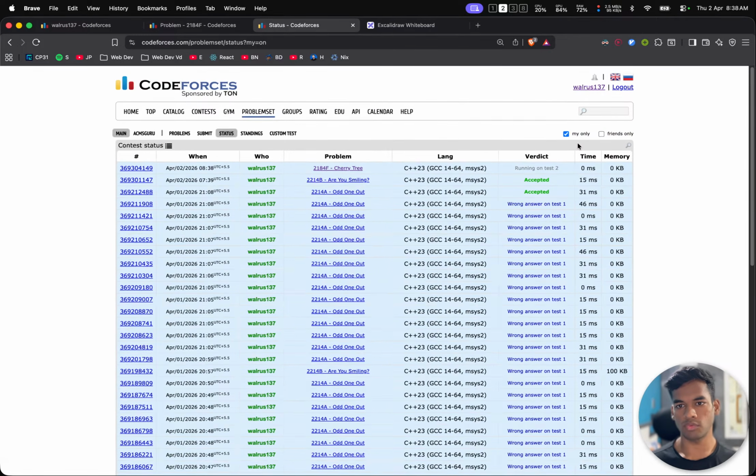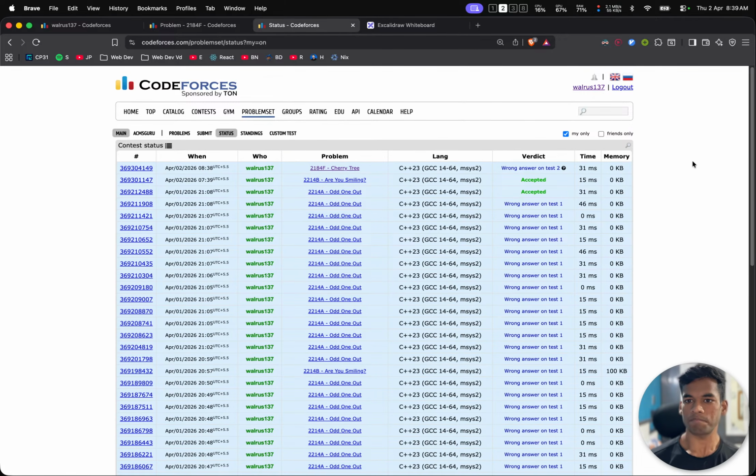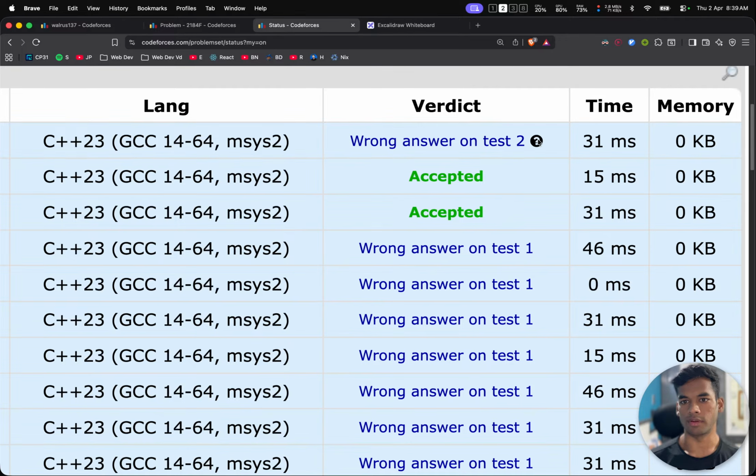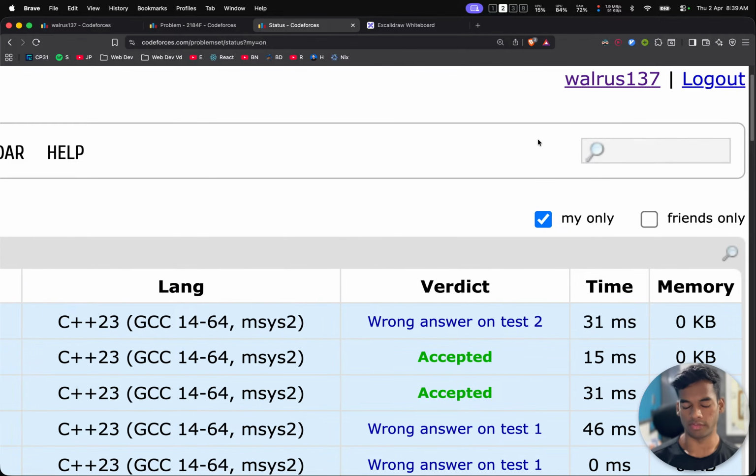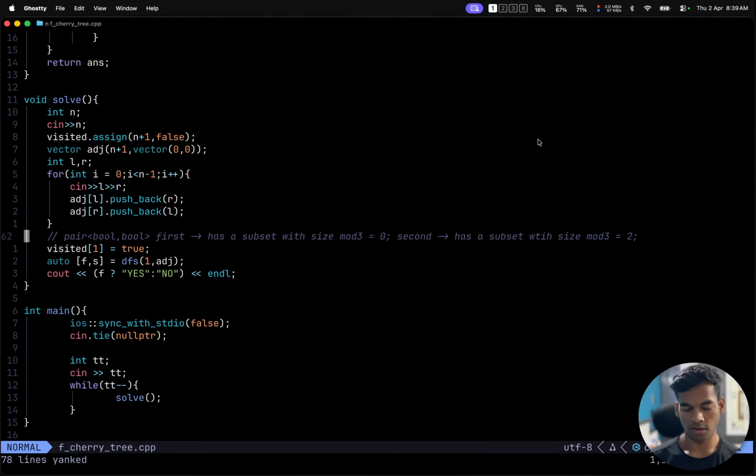Running on test case 2. Shit. Wrong answer, wrong answer, wrong answer. We are getting a wrong answer.